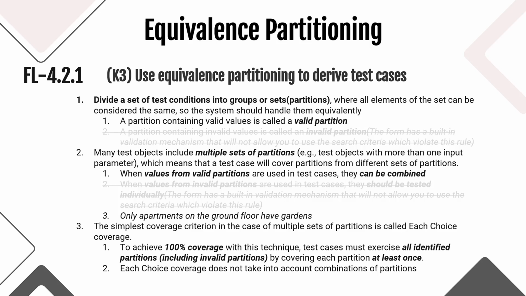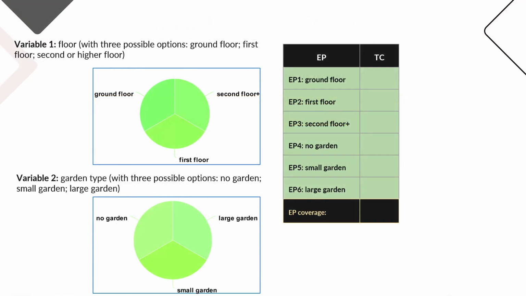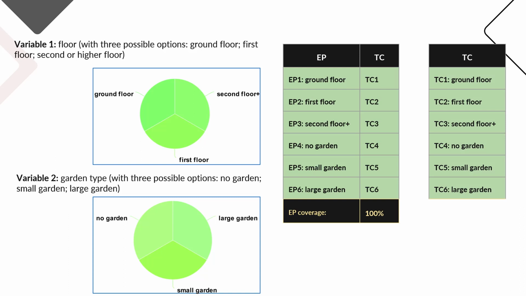Now that we have carefully studied the description of the question, we can start applying the equivalence partitioning test technique. First of all, we need to define valid partitions. This is a fairly simple task. We have 3 valid floors: ground floor, first floor, and second or higher floor. We have 3 valid garden types: no garden, small garden, and large garden. 6 equivalence partitions in total. We can write 6 tests accordingly and get 100% test coverage as a result, and that is exactly what we were asked in the question.